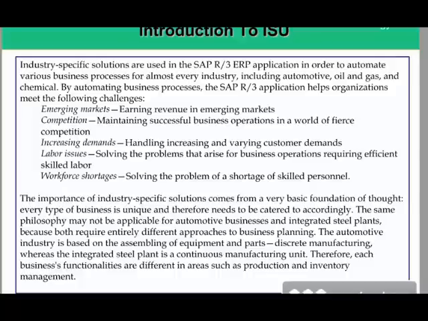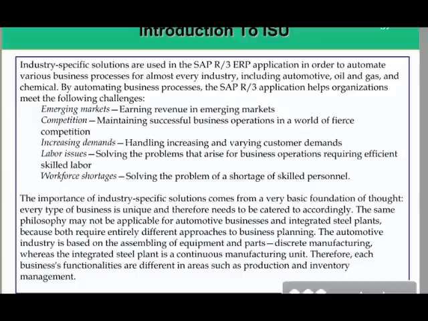What we actually mean by that is the business processes involved in one industry may not be completely applicable to another industry. For example, the automotive industry and the steel manufacturing industry: the business processes in both industries are entirely different. The automotive industry is based on the concept of discrete manufacturing, whereas the integrated steel plant is a continuous manufacturing unit. So just to deal with the uniqueness of each industry, and to give a ready-made solution to it, SAP came up with industry specific solution.